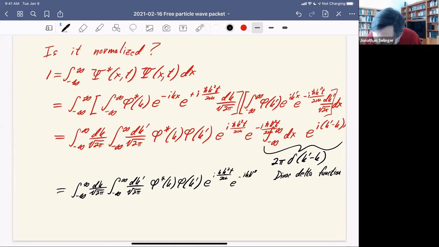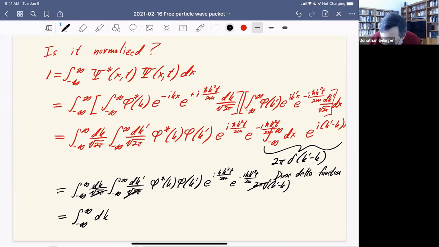K prime squared t over 2m, and then this 2 pi delta of k prime minus k. All right, the 2 pi's cancel, and we can do the k prime integral. We do the k prime integral using the Dirac delta function, as I will talk about in just a minute. And the only contribution comes when k prime is equal to k.